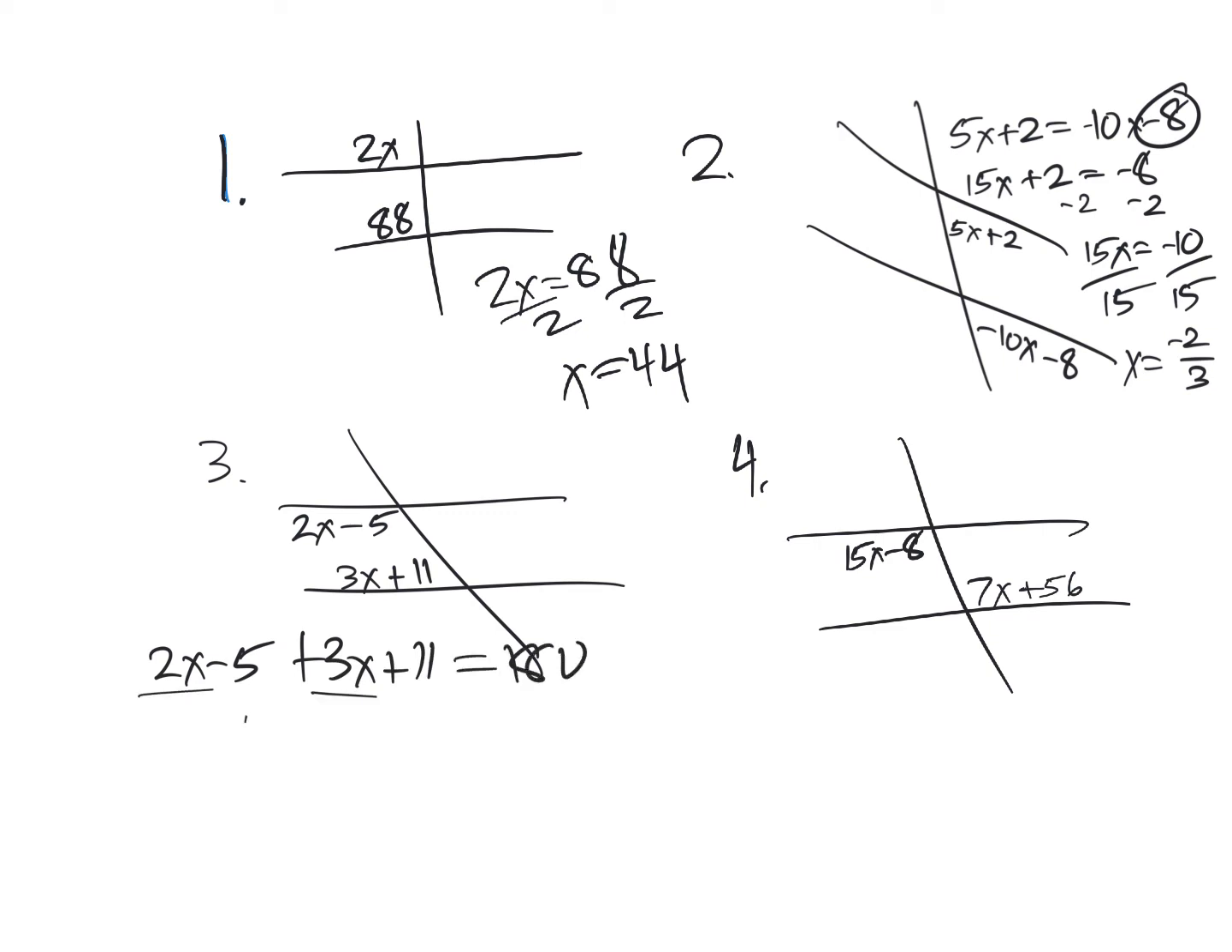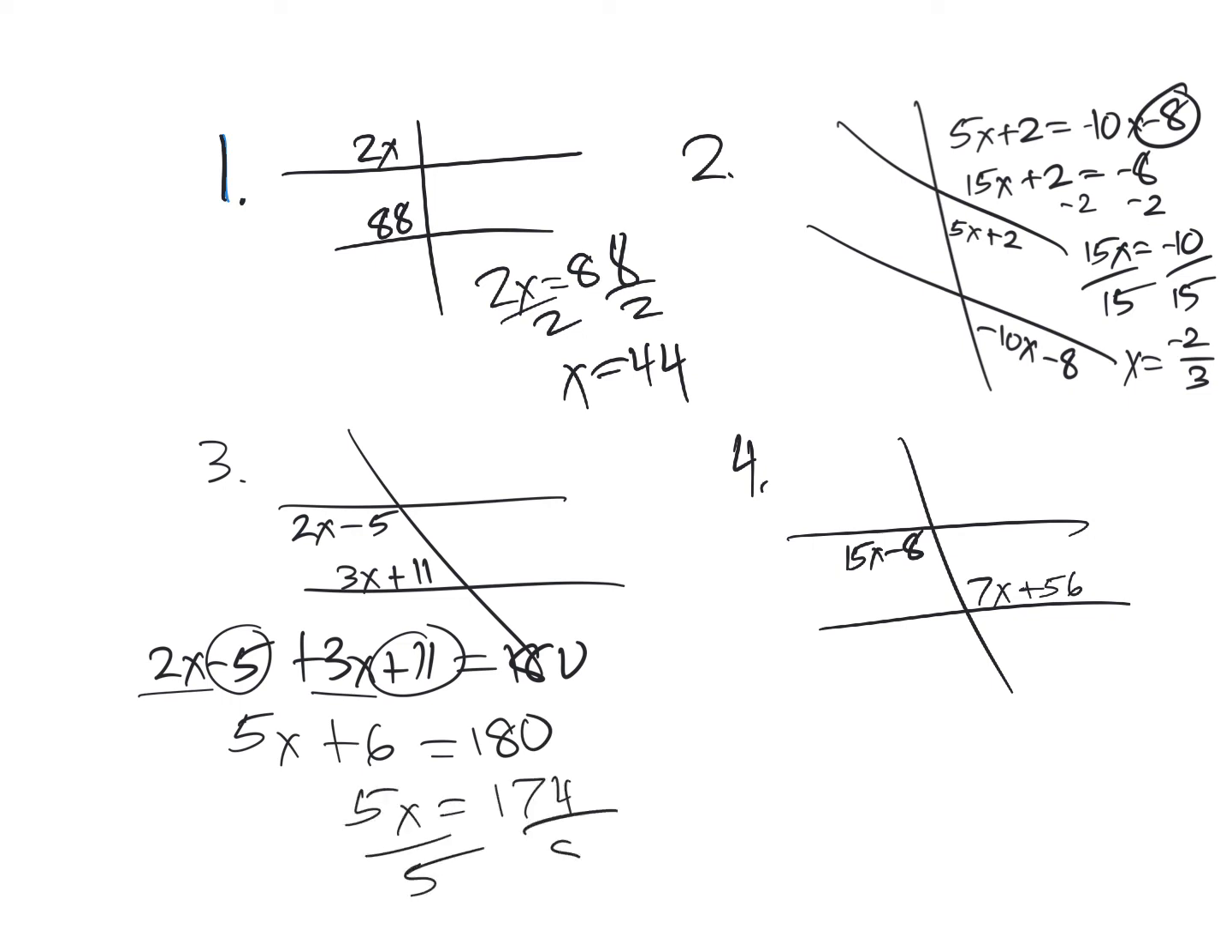So we put these together, that's 5x, and a negative 5 and an 11 makes plus 6. Subtract 6, we get 174, divided by 5, whatever that is, okay? So hopefully on the test those are all nice and neat. I just made these up, so.